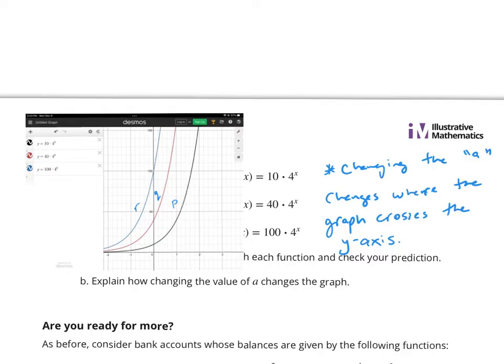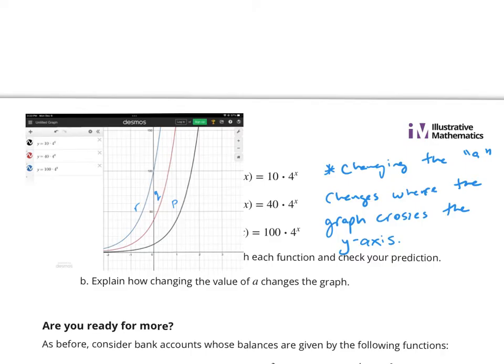You should be able to quickly look at any exponential function and have an idea of what that graph will look like. It may not be perfect, but you should know A, where's the y-intercept, and B, is my graph decaying or growing, and then finally you should have an idea of is it going to be steeper than a different graph, or is it going to be less steep?